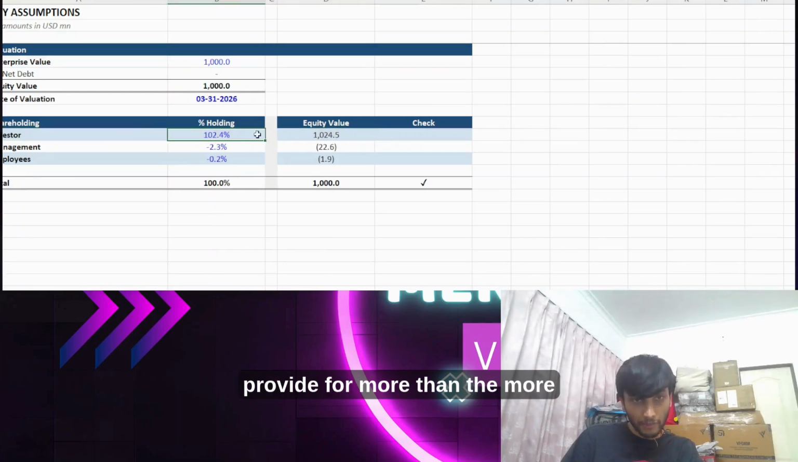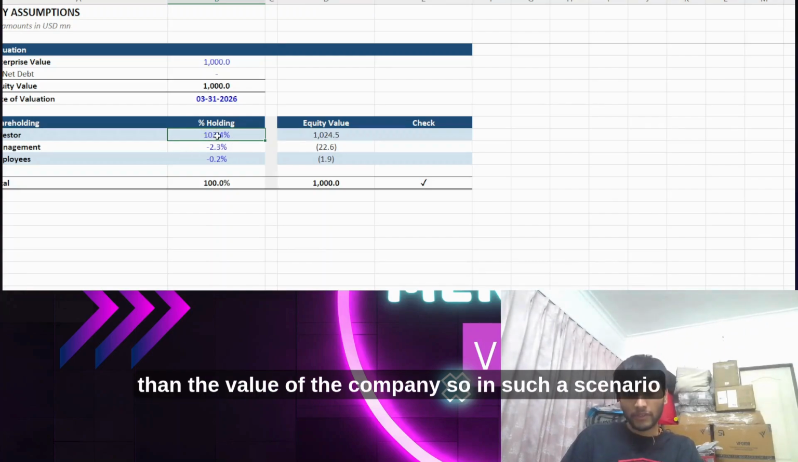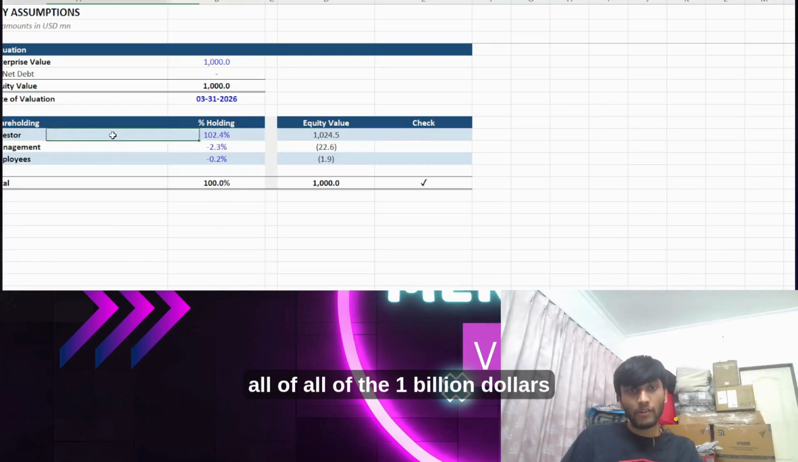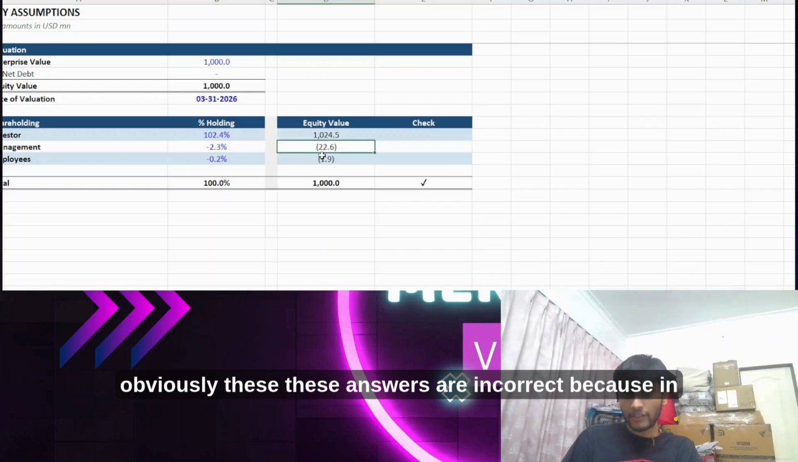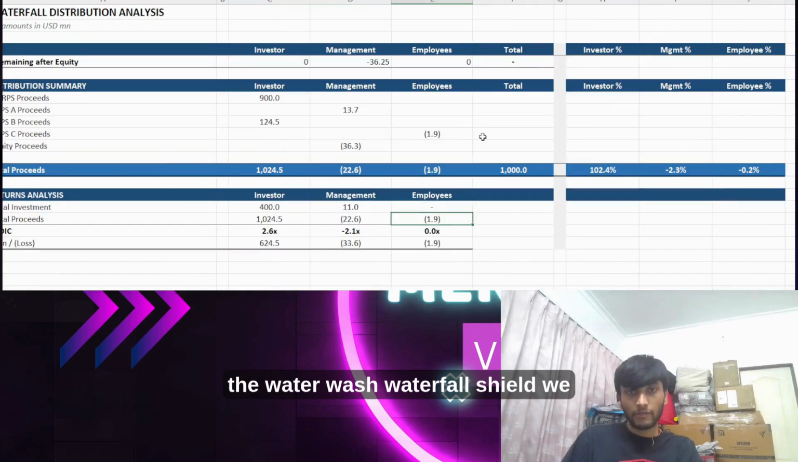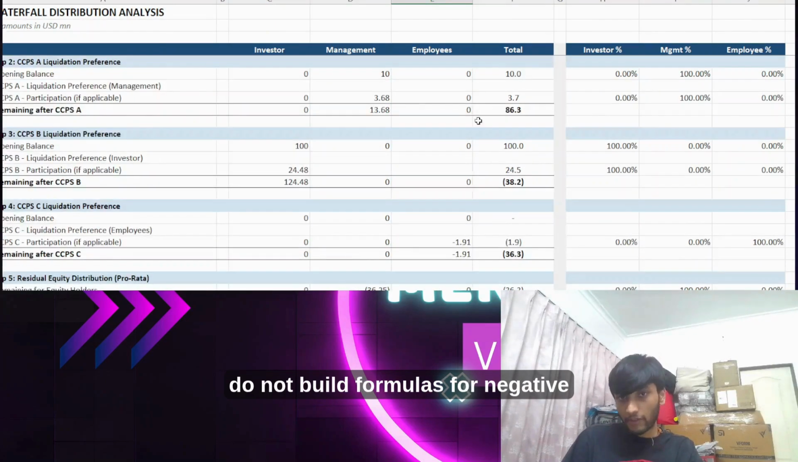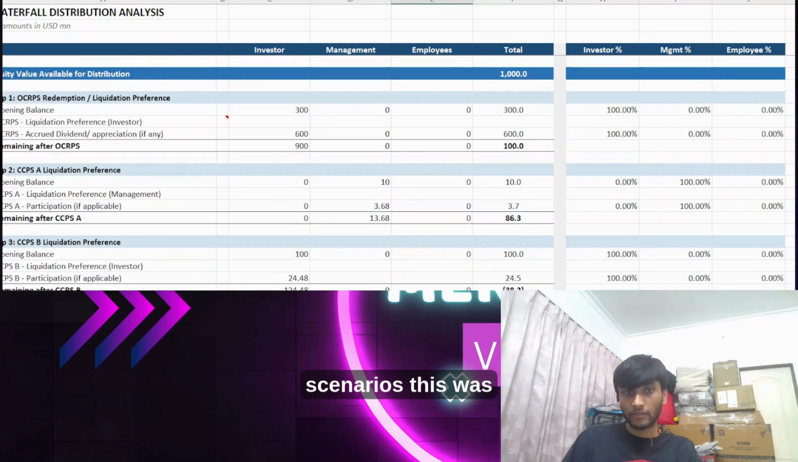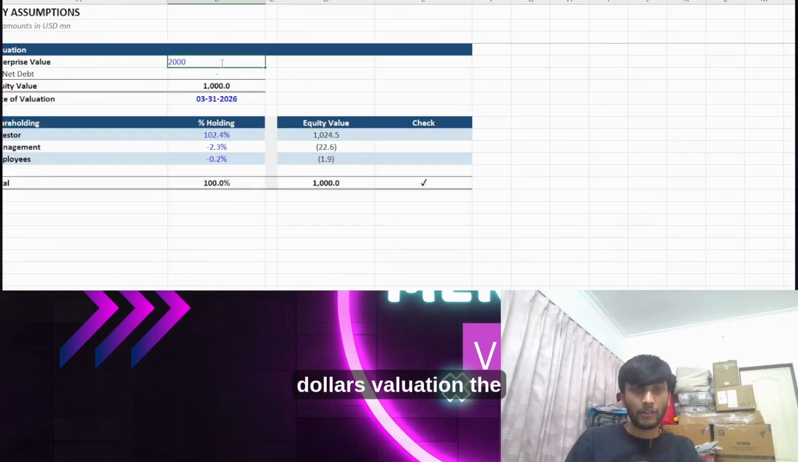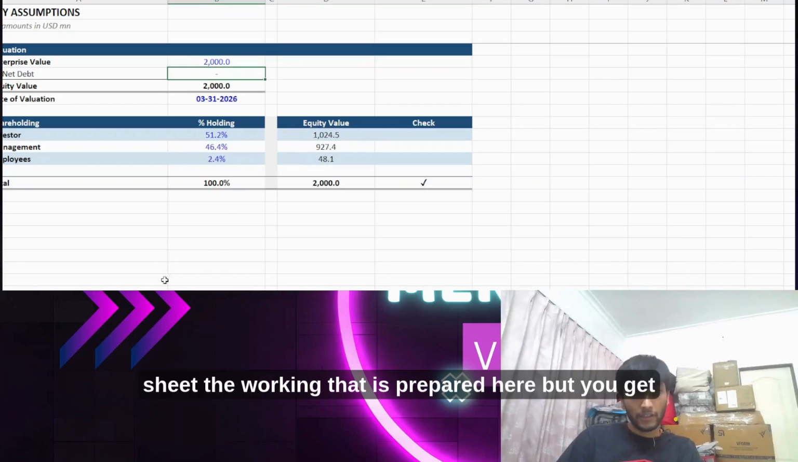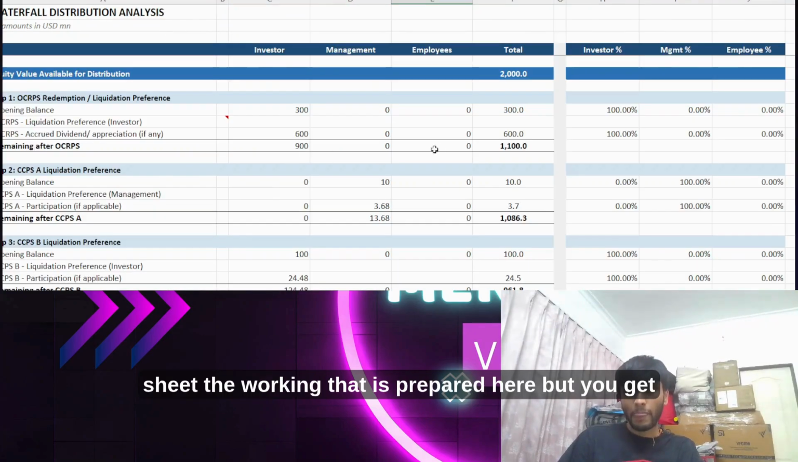That means the terms provide for more than the value of the company. So in such a scenario, all of the $1 billion will go to the investor, and these two will not get anything. Obviously, these answers are incorrect, because in the waterfall sheet we did not build formulas for negative scenarios. This was assumed to be over $2 billion valuation, which the working prepared here covers. But you get the point.